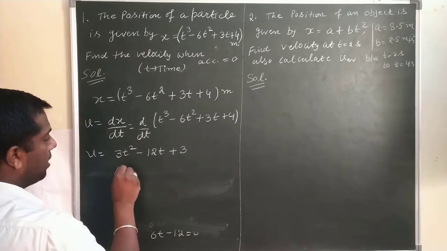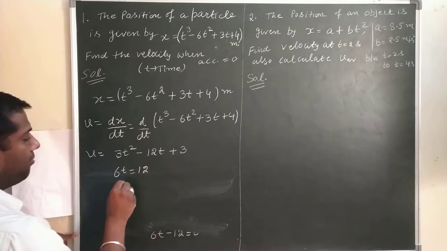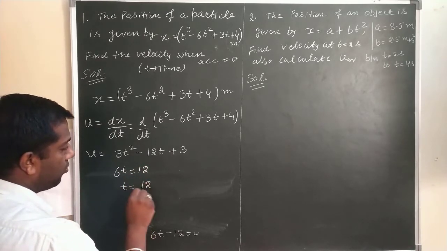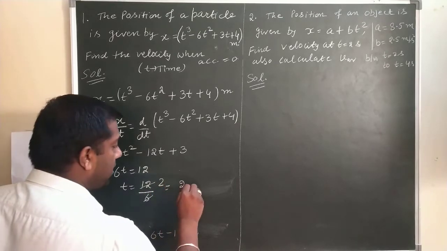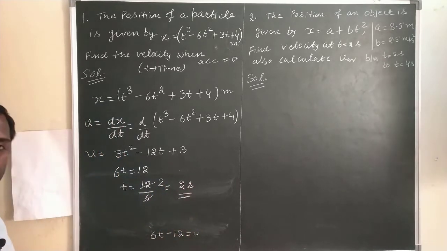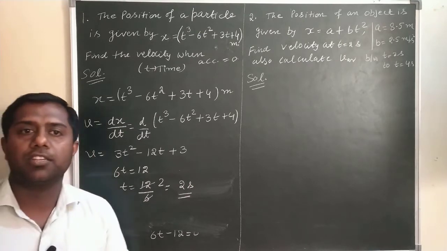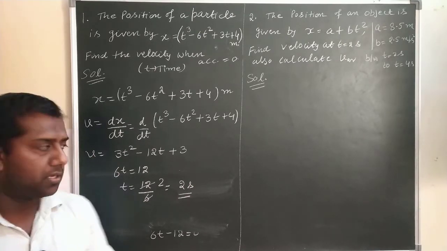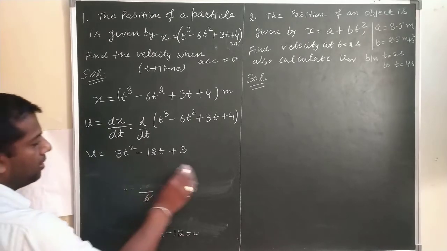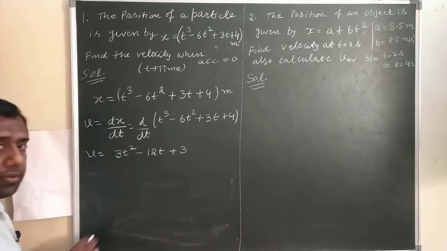So 60 is equal to 12. So t is what? This is 12 by 6. So this will get cancelled. So what is the time? Time is 2 seconds. Means the acceleration is 0 when time t equal to 2 seconds. So we will find out the velocity at time t equal to 2 seconds.